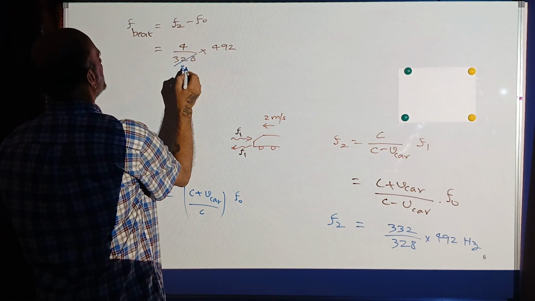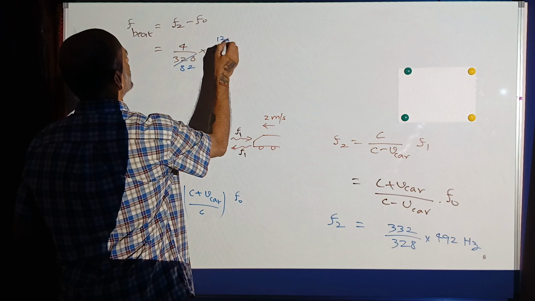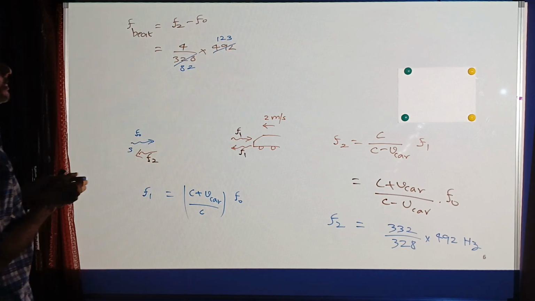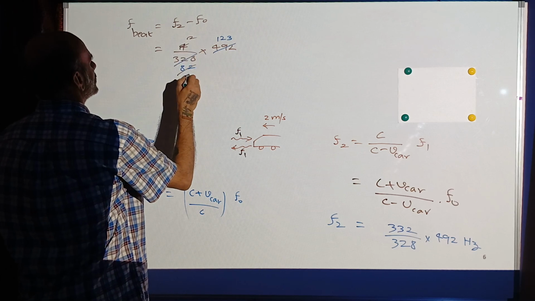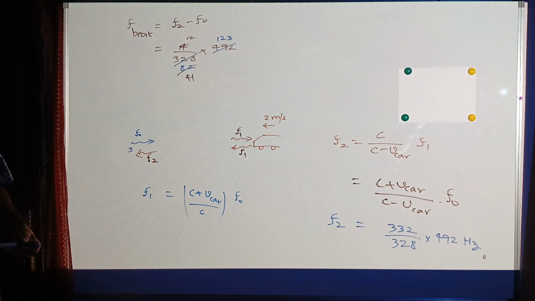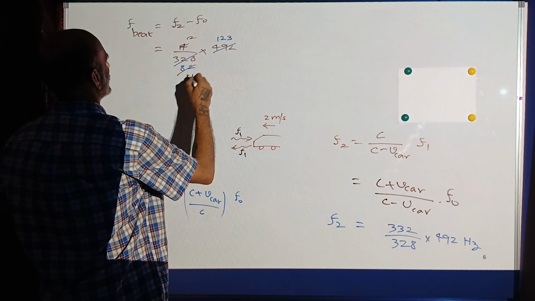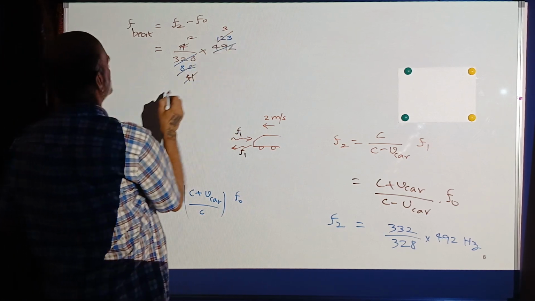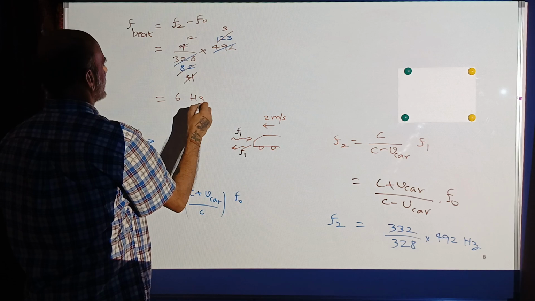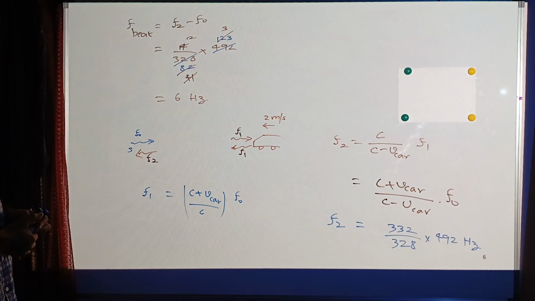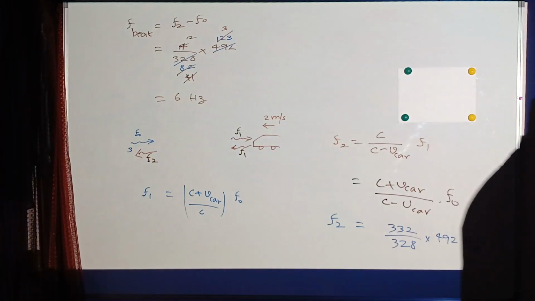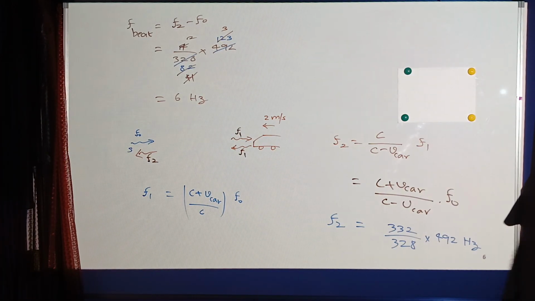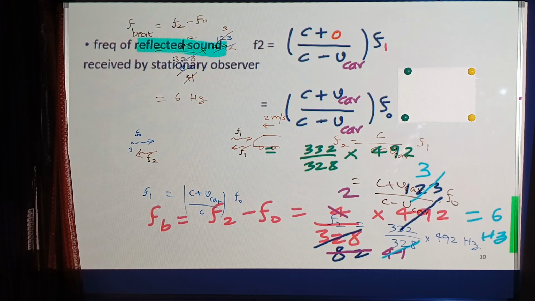4 into 8, 2, 12, and then 3. 2 will go 2 times, 41 times, and then this 41 times 3 is 123. So 6 hertz. So the amplitude will vary with the frequency of 6 hertz. That is the beat frequency. Six is the correct answer.